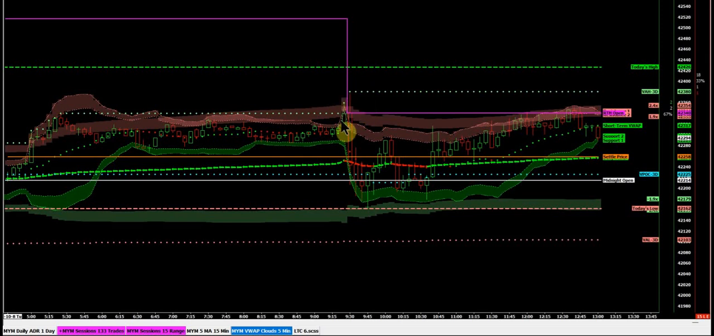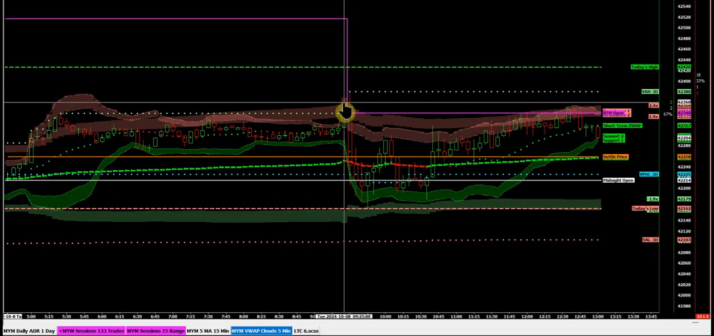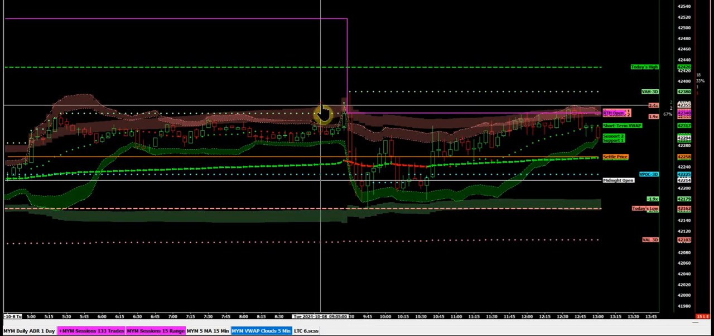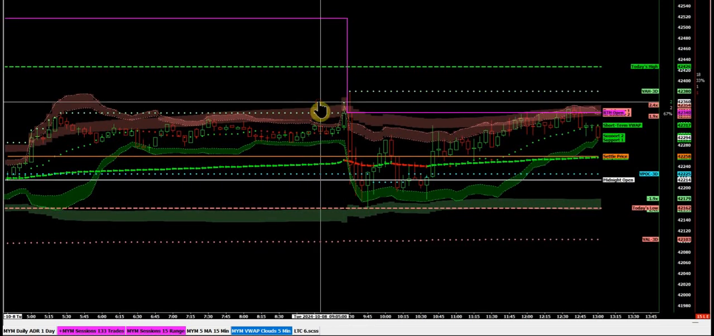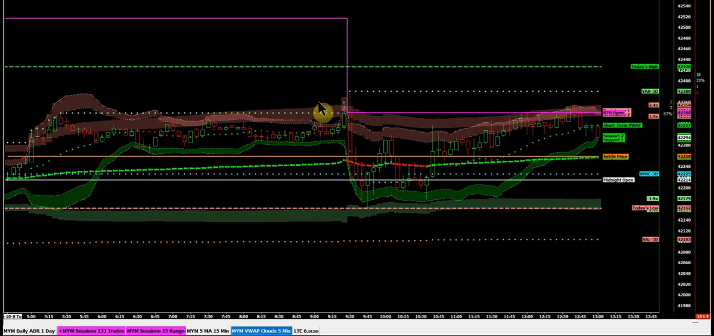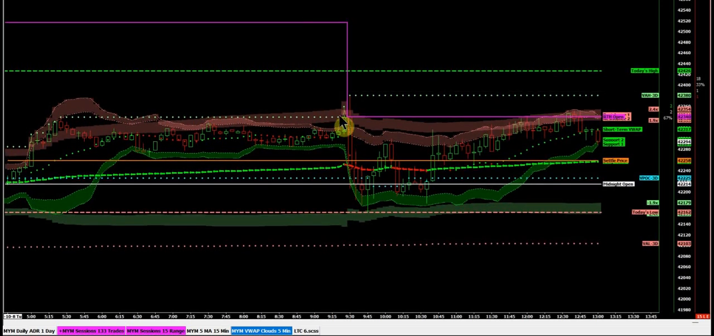So how would you play this? Right there, see that little ball right there on that 5-minute chart at 42,360, 42,359, something like that. There's where your short is. And I've done many videos on this, where when you make a new value area high, and it starts coming back down, you take the short at the previous value area high, and then come down.